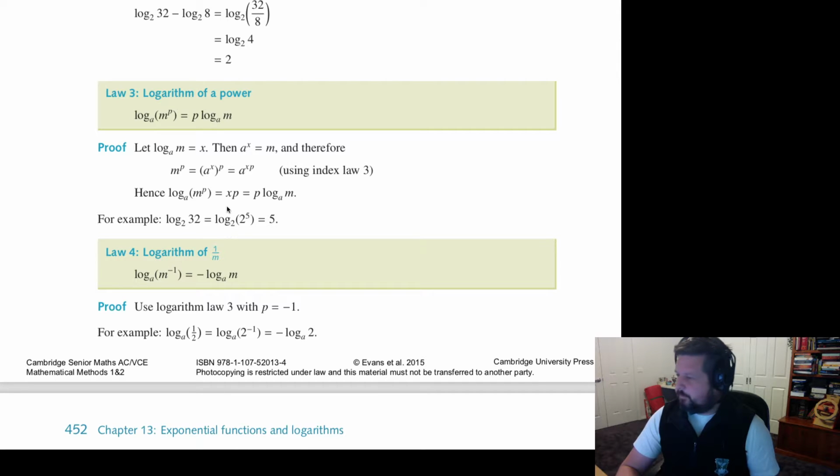Law number 4, logarithm of 1 over m. We know 1 over m is the same as having m on the top line, m to the power of negative 1, which is what they've written here. Building upon this logarithm of a power law, if you've got this power here, it's negative 1, that can go in front here. Yep. So negative 1 can go in the front, then you end up with negative 1 log of m to the base a. Yep.